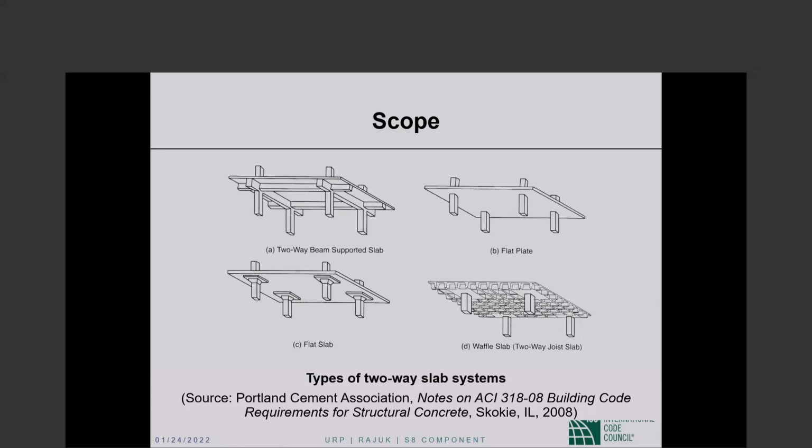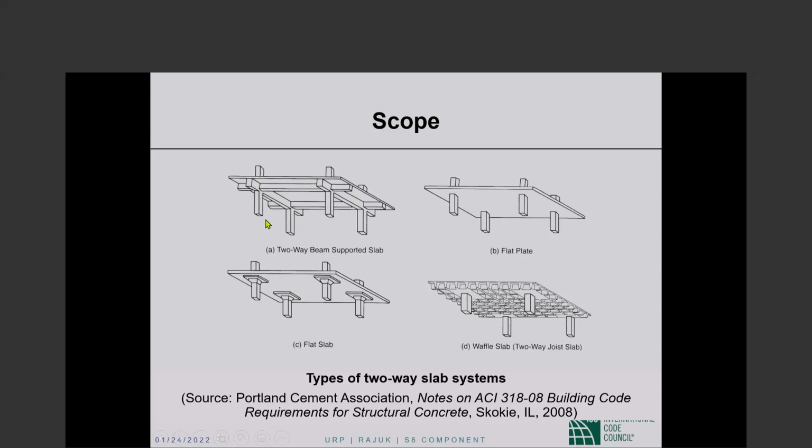Now, if the long side to short side ratio of the slab panel is 2 or more, then bending in the long direction becomes unimportant. It does not transmit much of the load on the slab to the beams. So at that stage, we consider it to be a one-way slab, bending only in the short direction.